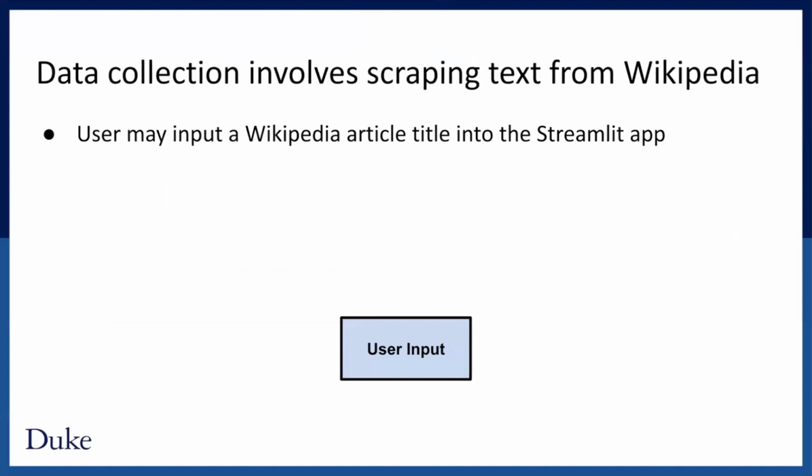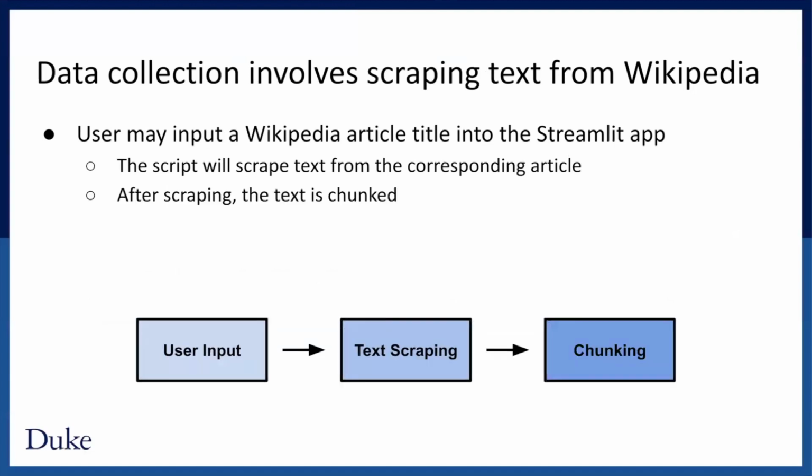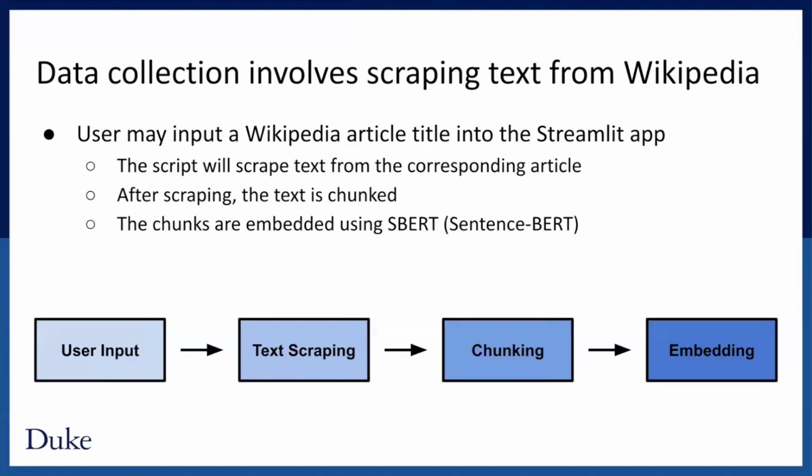So data collection involves scraping text from Wikipedia, as I just talked about, right? The user first inputs a Wikipedia article title into the Streamlit app. Then the script scrapes text from the corresponding article. And what happens next is the text is actually chunked. As we talked about in class, this is basically a step of dividing the text into smaller manageable segments. And this is critical because it not only improves processing efficiency, but it ensures that each segment can be effectively analyzed later on. So chunking is a very important step here.